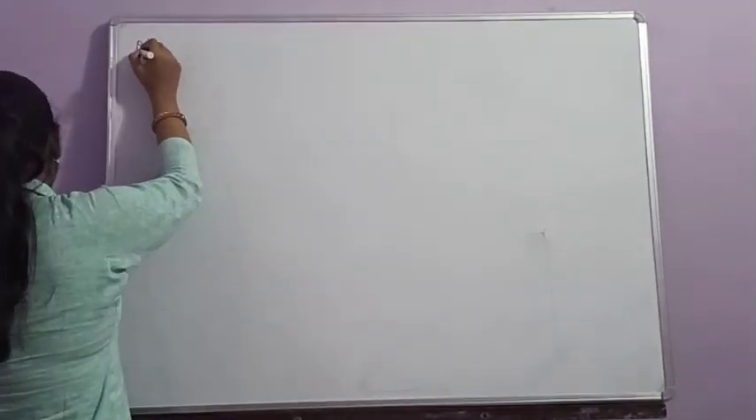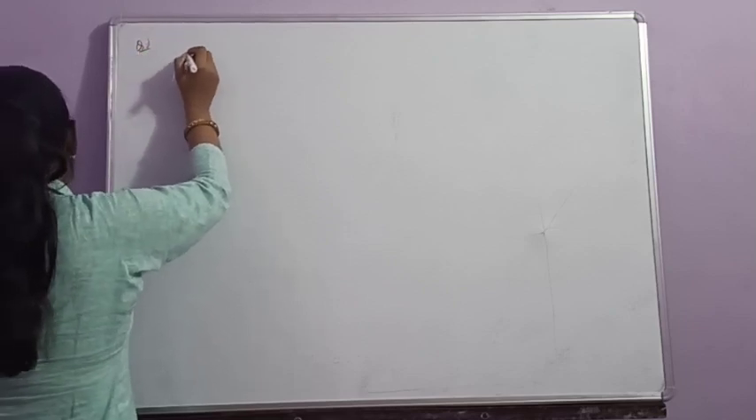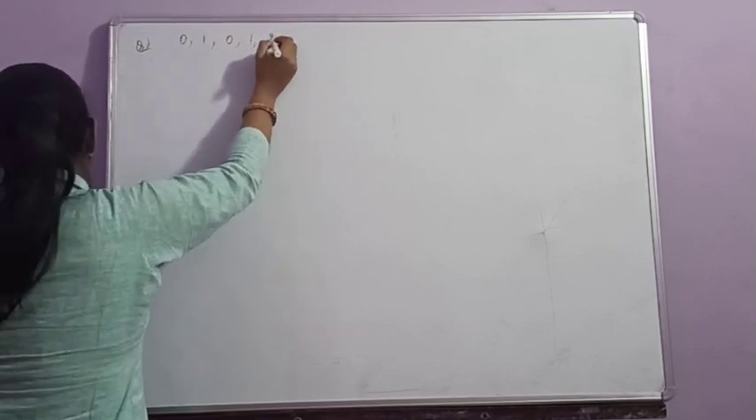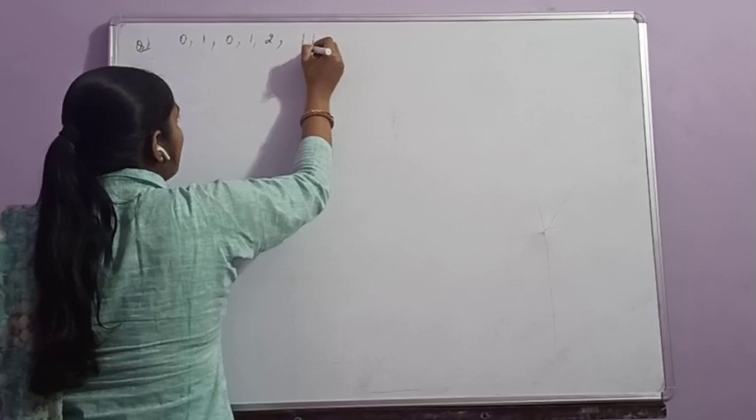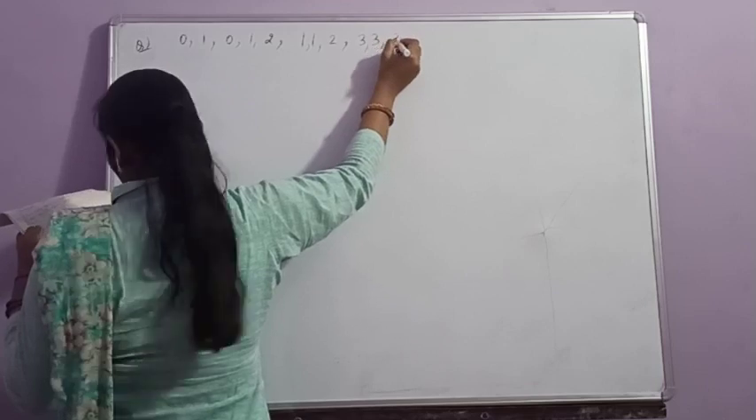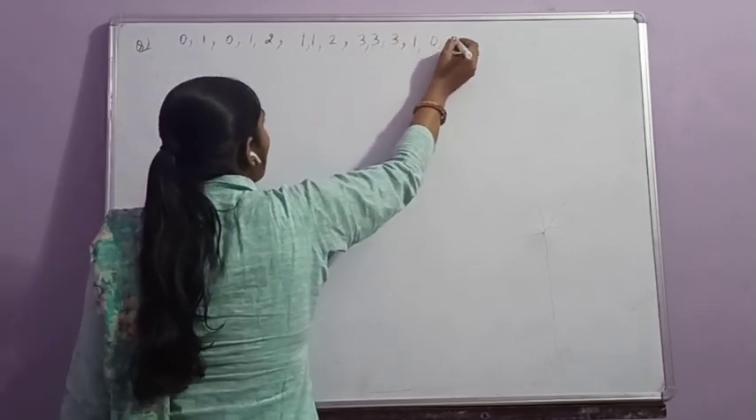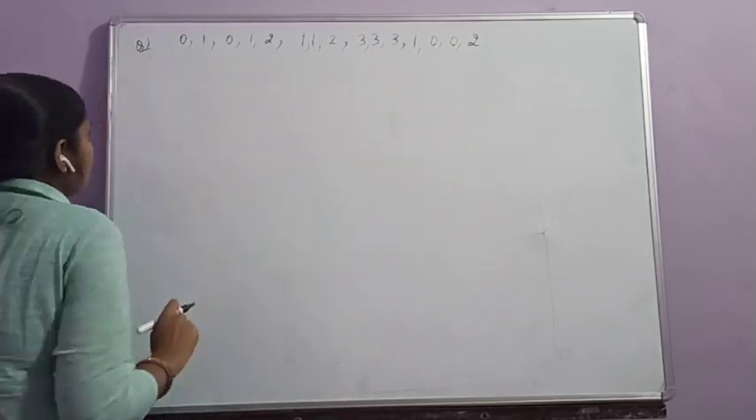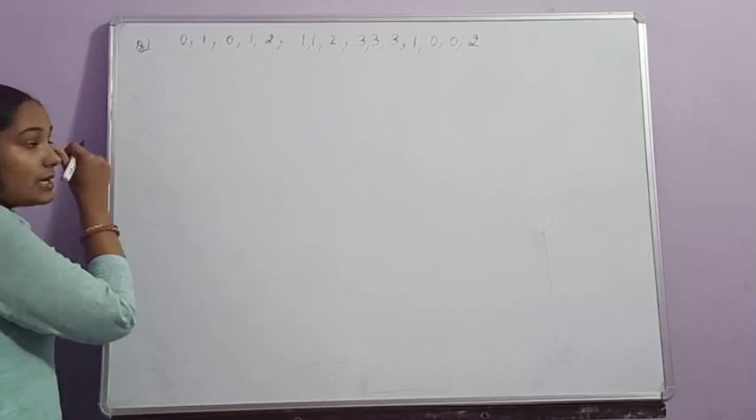Next question is: 3 coins are tossed 15 times simultaneously. Each time the number of heads occurring is noted as follows. Prepare a frequency distribution table for it. Number of heads is 0, 1, 0, 1, 2, 1, 1, 2, 3, 3, 3, 1, 0, 0, 2. Here the total number of observations is given to us, that is 15.